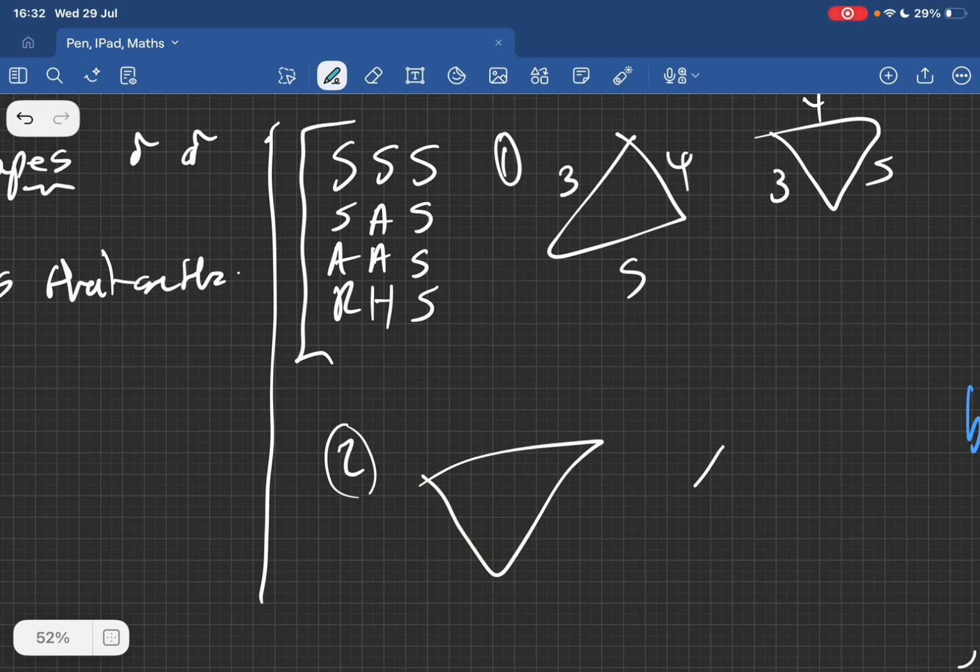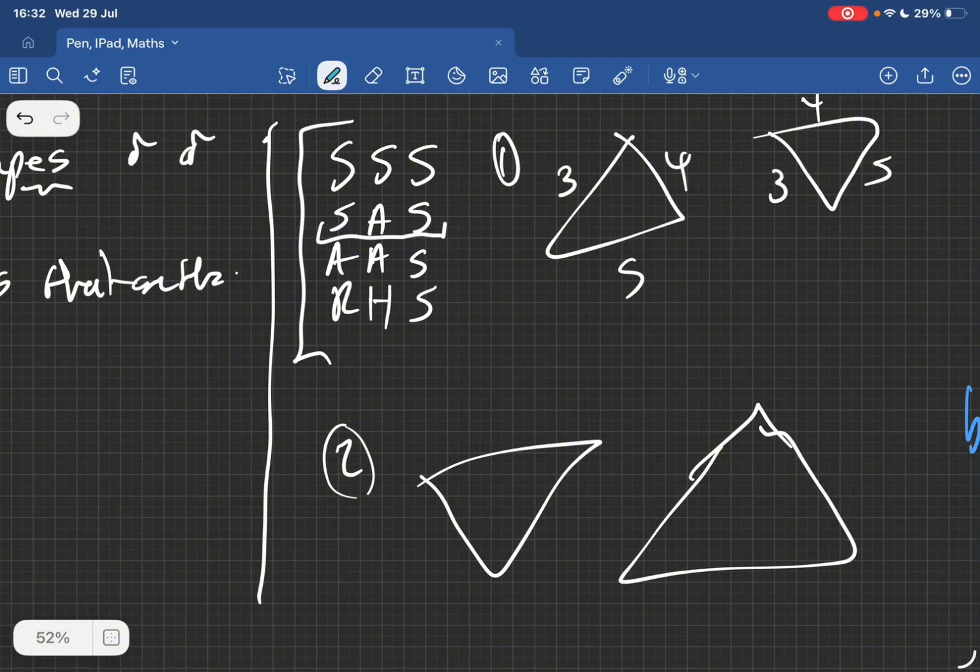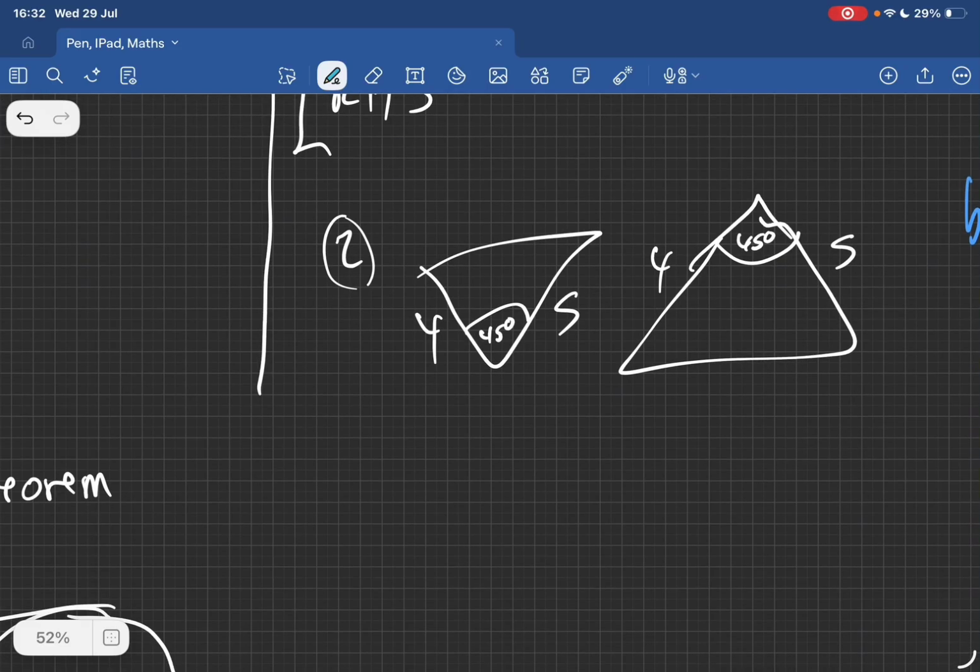Number two, if they've got a side, angle, side. The key thing here is it's sandwiched. Like the letters here are sandwiched, we need to have our sides sandwich the same angle. Here we can see they're sandwiching the same 45 degrees, so these are the same two triangles. Side, angle, side. And that might be a bit more complicated than it feels like.